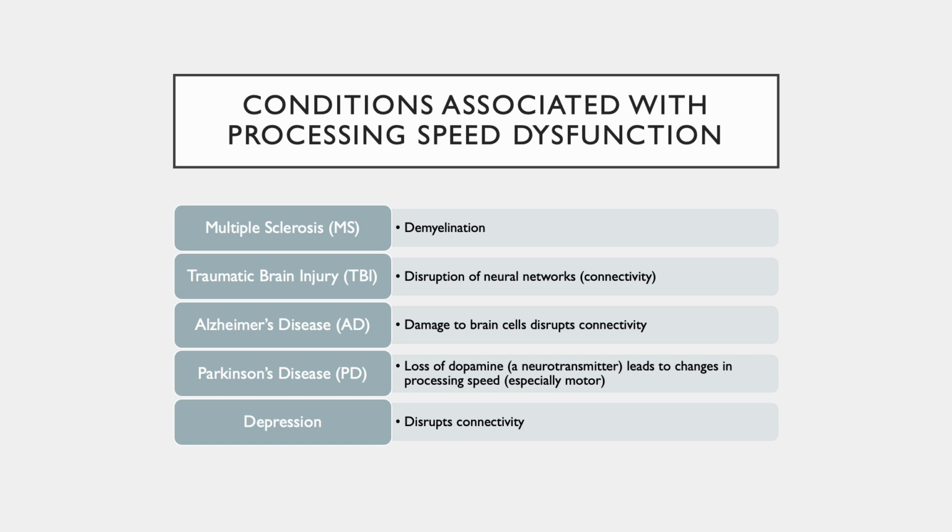In multiple sclerosis, the primary cause of this is demyelination. In traumatic brain injury, you typically have disruption of neural networks and that connectivity we talked about. In diseases that are neurodegenerative, such as Alzheimer's disease, damage to brain cells disrupts the connectivity as well. In Parkinson's disease, loss of dopamine, which is one particular neurotransmitter, leads to changes in processing speed, especially motor.